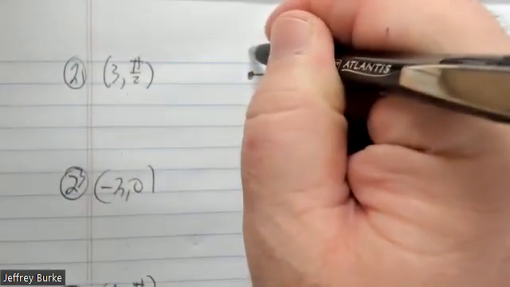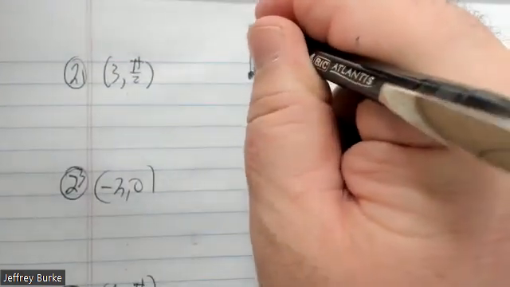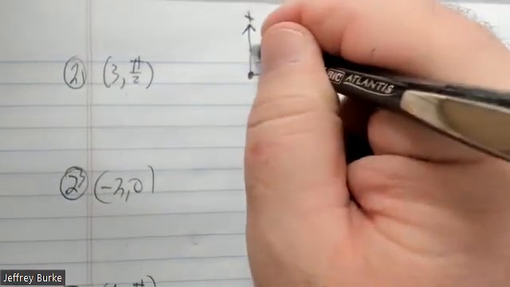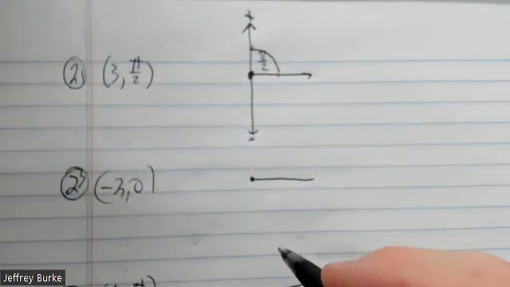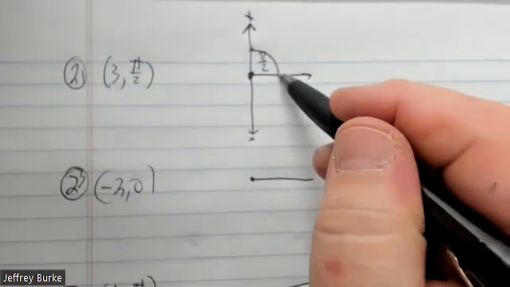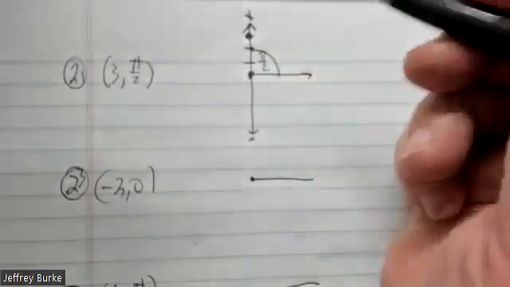Once I get to that angle, here's my angle, pi over 2. I'm going to draw a number line. Here's the positive part with my angle, here's the negative part. This one is pi over 2, 3 is positive, so I'm going to go up 1, 2, 3. There's my point right there. Let's take a look at the next one.